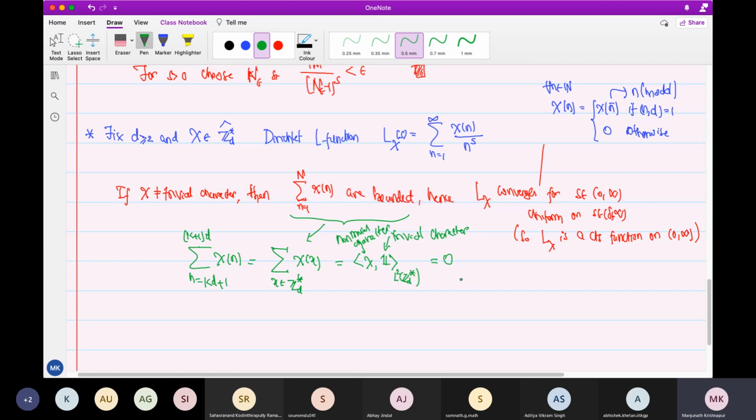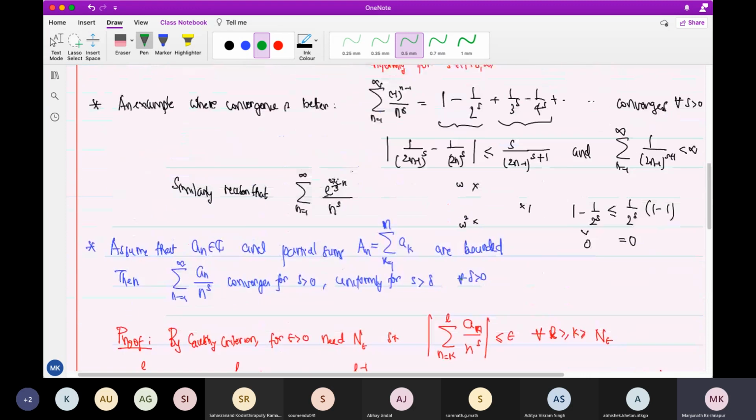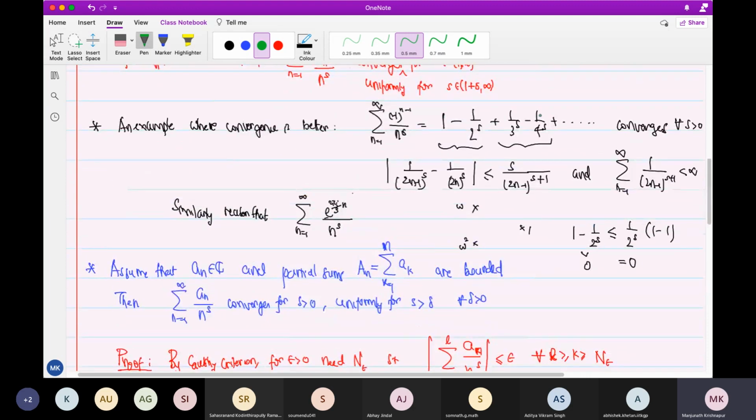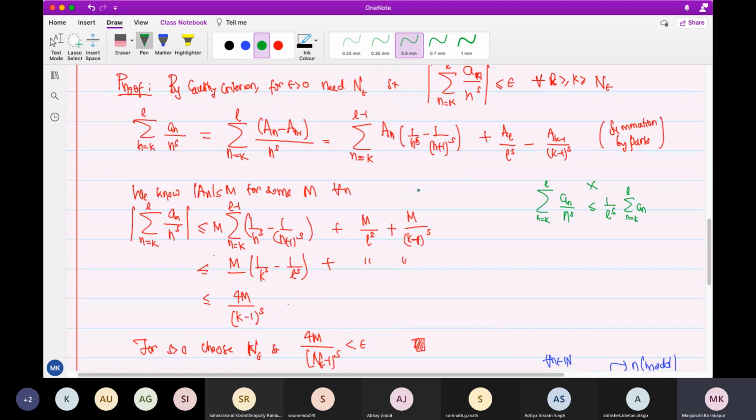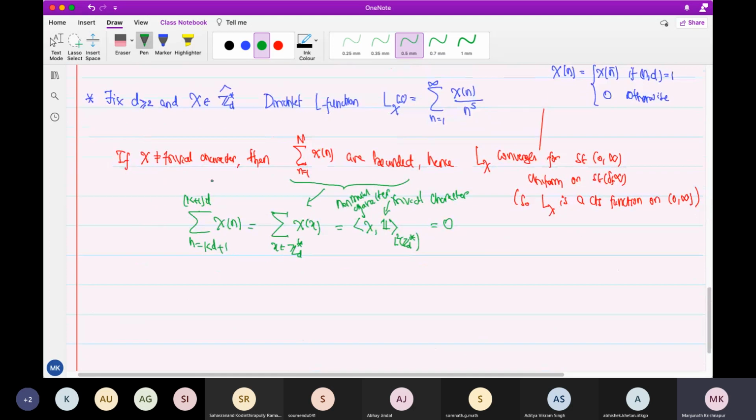So now you see that they are summing to 0, like in this situation. Here you can group in 2 and they add to 0. Here you can group in D's and then they add to 0. So that's how you get that this is actually 0, and hence the partial sums are obviously bounded. I mean, in between they are not 0. So you have first D partial sums and then they keep repeating again from this.